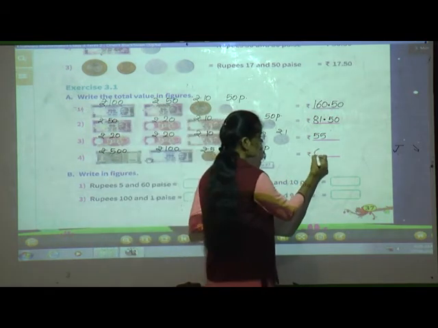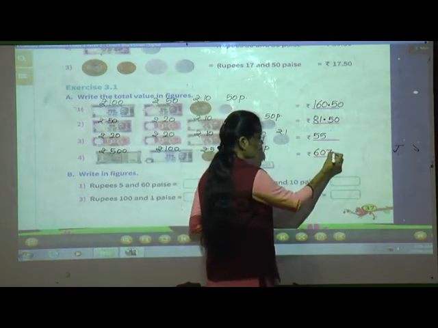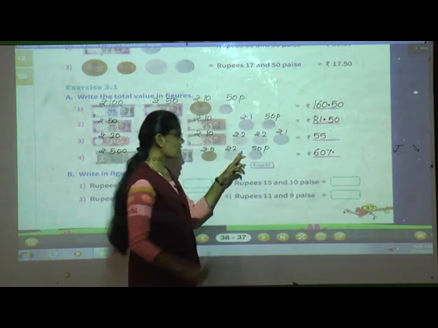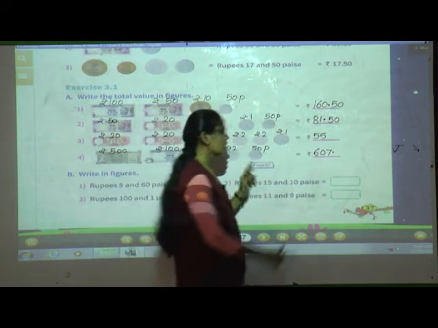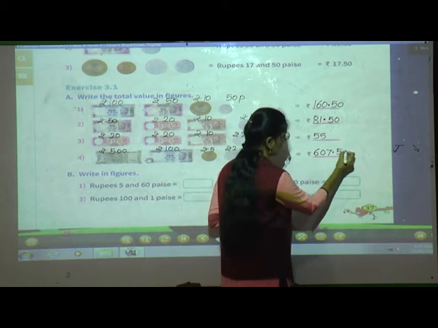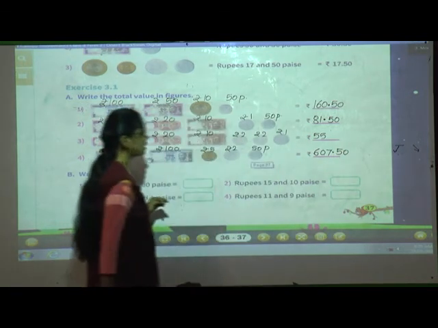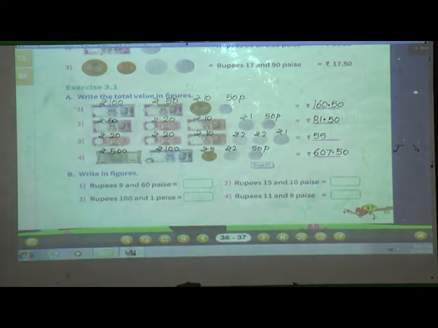So rupees 607. Then you have to give 1 dot because here 50 paise is there. So after the dot you will write 50. So what is the value of this? Rupees 607.50. Okay, clear the question number A?